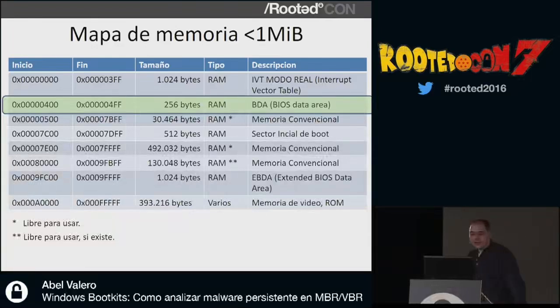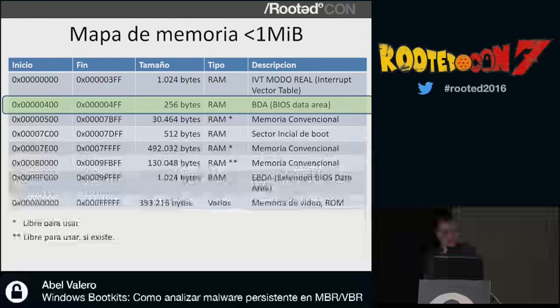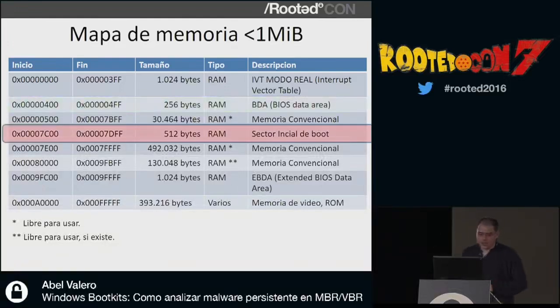Next, we have what we call BDA. That's the BIOS data area. When the BIOS is started, it checks the devices, it checks the computer, and it allocates that to the next 256 bytes. Here we have information that we will see in detail in a minute. Then we have free RAM.